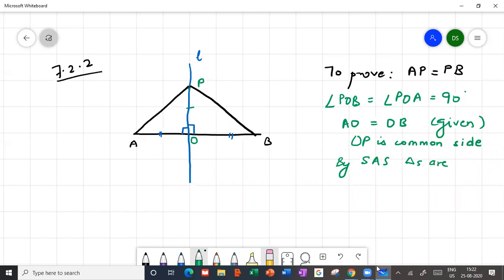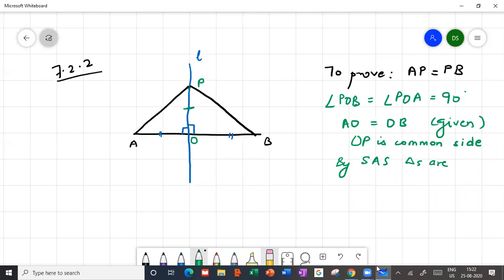that you get confused whether to use RHS or whether to use SAS. So whenever you're trying to decide which rule it abides by, always make sure you make a diagram and check. So here you can clearly see, this is one side, this is the included angle and this is the other side. So SAS.